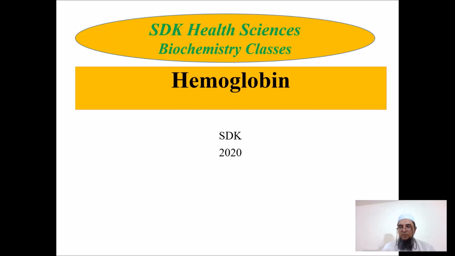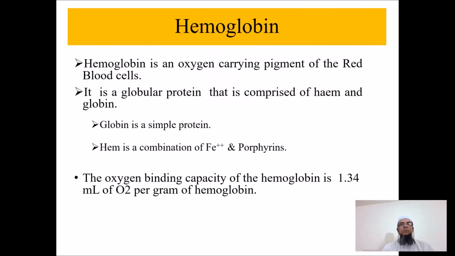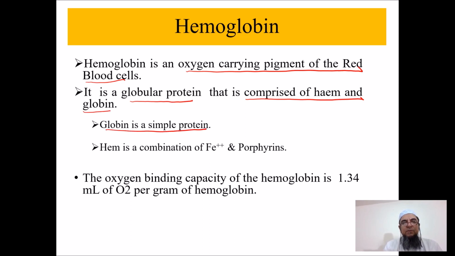Today our topic is hemoglobin. Hemoglobin is an oxygen-carrying pigment of the red blood cells. It is a globular protein that is comprised of heme and globin. Globin is a simple protein, whereas heme is a combination of the ferrous form of iron and porphyrin.